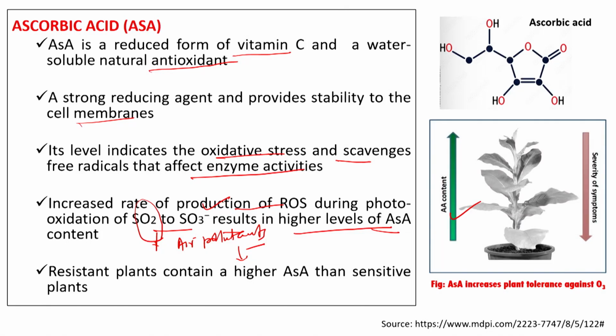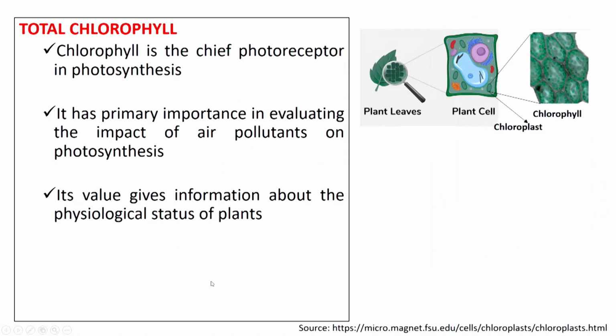Resistant plants contain higher ascorbic acid than sensitive plants. This means vitamin C, the reduced form and a natural antioxidant, at a higher concentration helps the plants resist the effects of air pollution. It nullifies the effects of air pollution on plant growth. You have sensitive plants like mutton, peas and potatoes; these leaves are very sensitive, so in these this effect becomes very common.